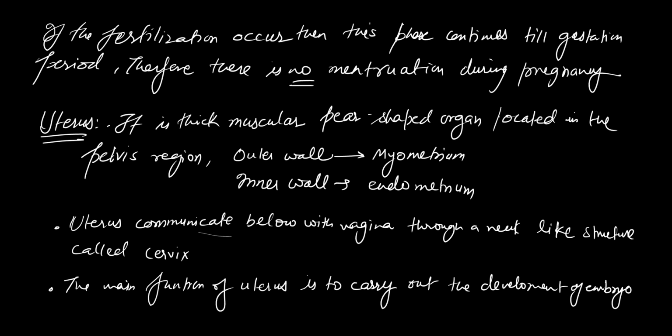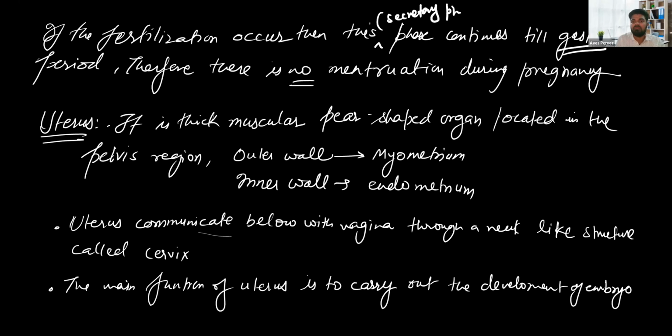Next, if the fertilization occurs, then what happens? If the fertilization occurs, then this secretory phase will continue till the gestation period. We call it the pregnancy period. So if the fertilization occurs, then this phase is the secretory phase, which continues till the gestation period. Therefore, there is no menstrual cycle during pregnancy.